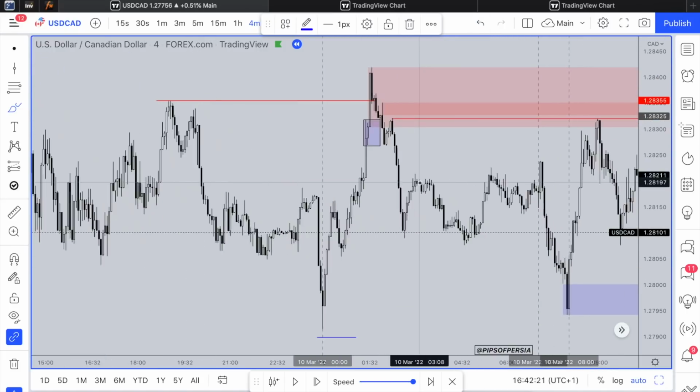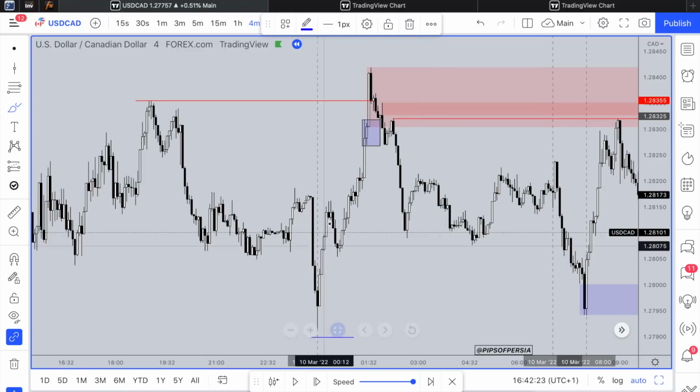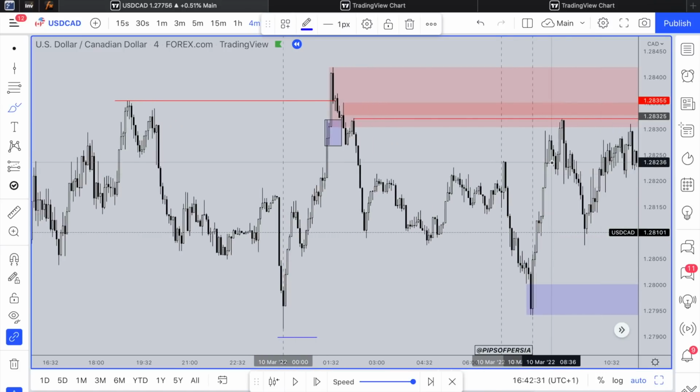So it goes without saying, throughout the Asian session, I normally don't trade. I'm normally sleeping at these times, so I didn't actually watch any of this behavior until next morning after London session open.